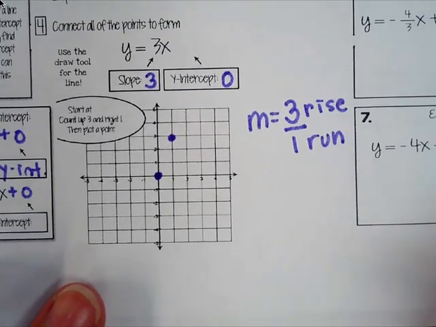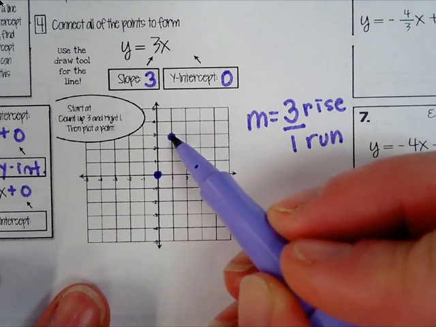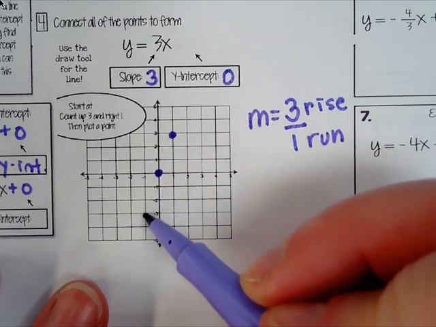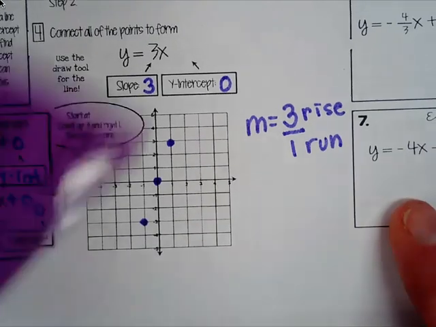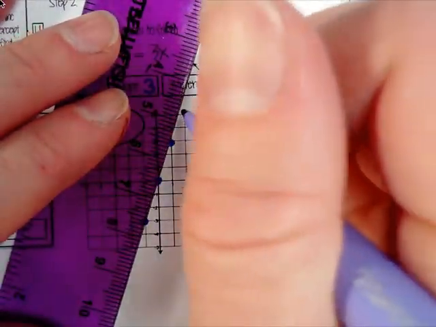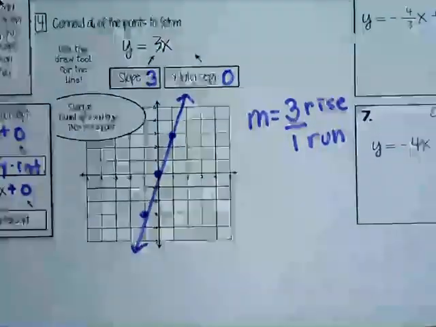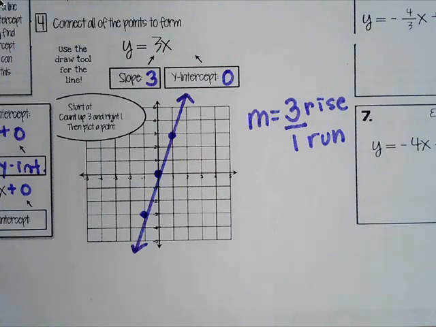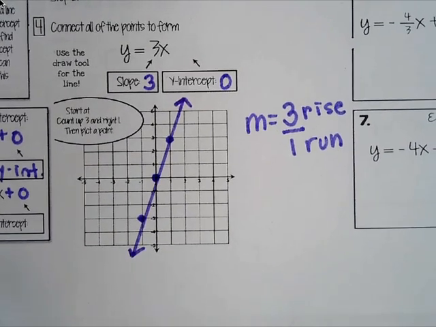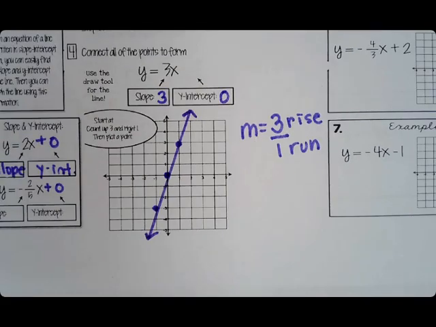And then we can do the opposite. How do we do the opposite? Instead of going up 3, right 1, down 3, left 1. Perfect. Draw your line. I want you to go ahead and do 5, 6, and 7. Write your M, write your B, and then graph them. I'm going to pause the video. So let's go ahead and see how you did.